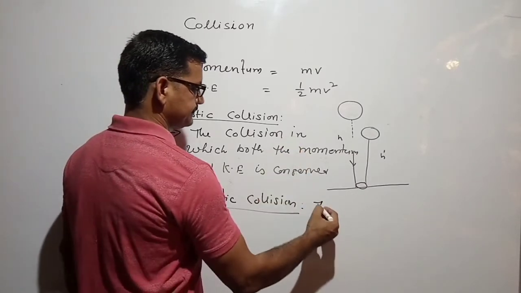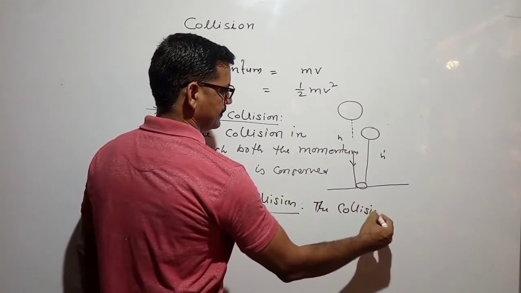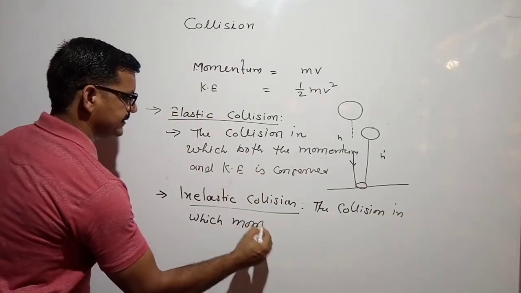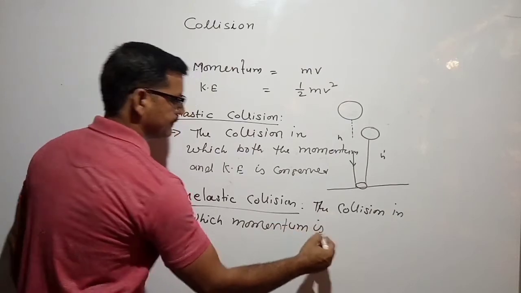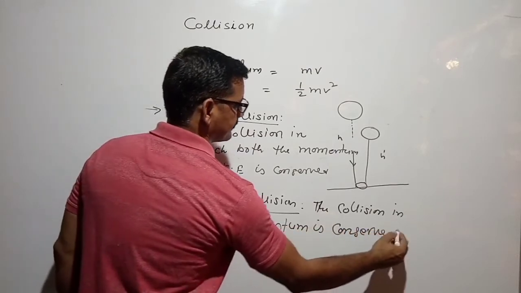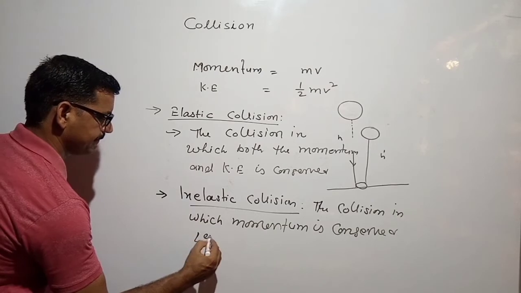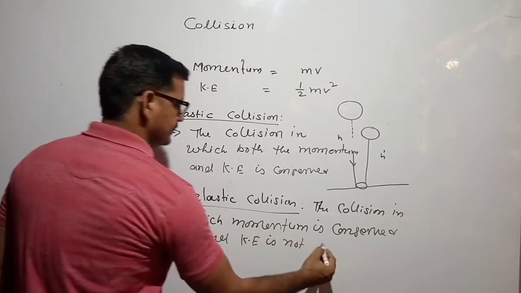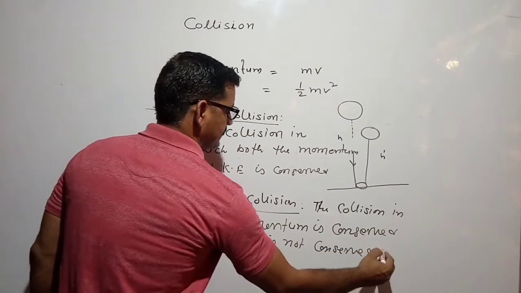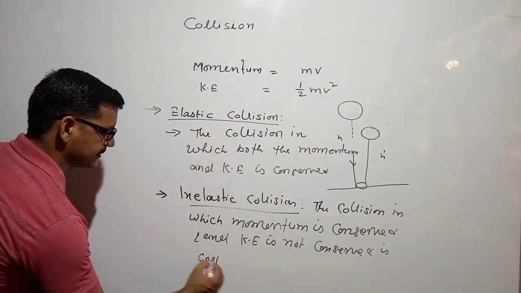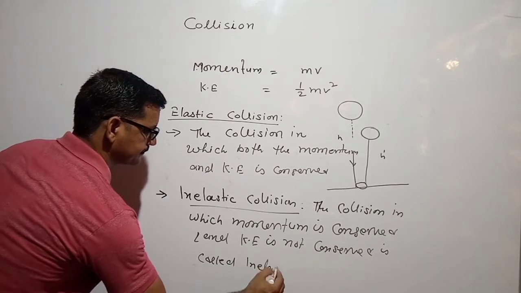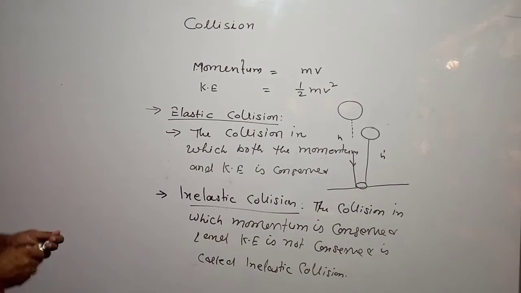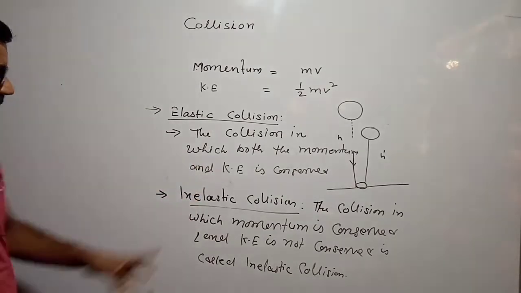So how can we define this? The collision in which momentum is conserved and kinetic energy is not conserved is called inelastic collision. So this is our second type of collision, that is the inelastic collision.